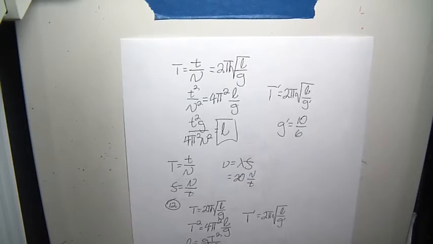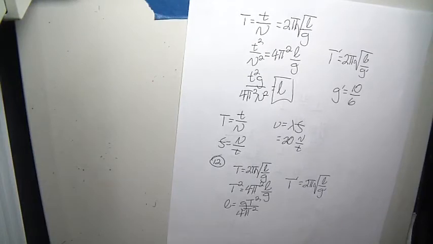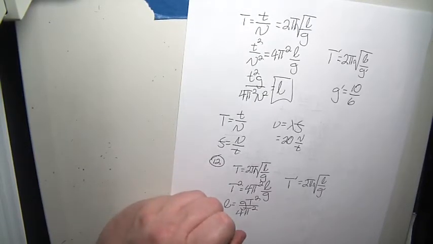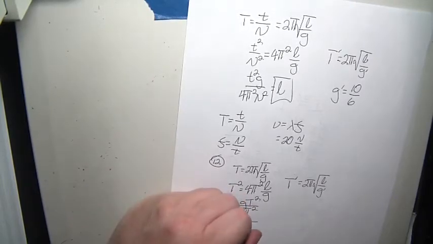Number 11. A 0.65 kilogram cord is tied between two trees. Tension is 240 newtons. How long does it take for the wave to travel from one tree to the other? I don't think that question can be done, because the velocity of a wave in a string is just the square root of T over lambda.